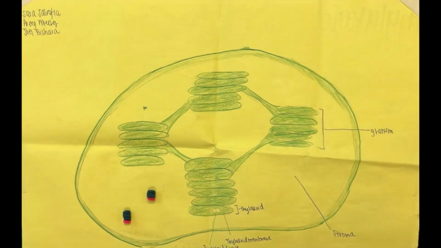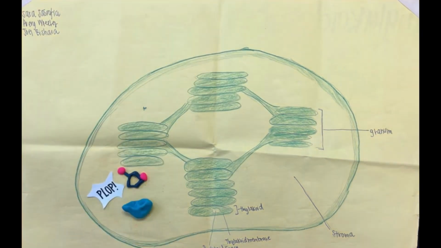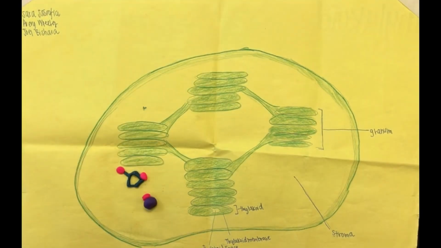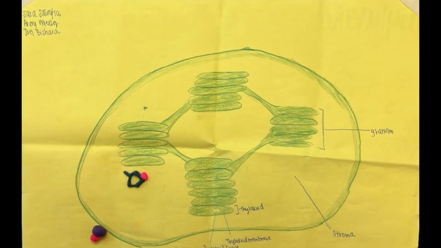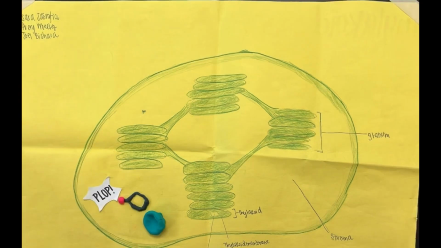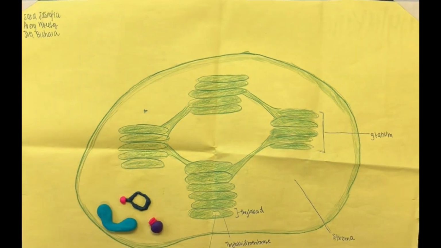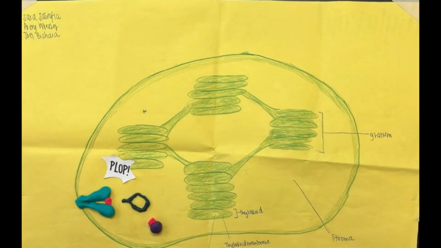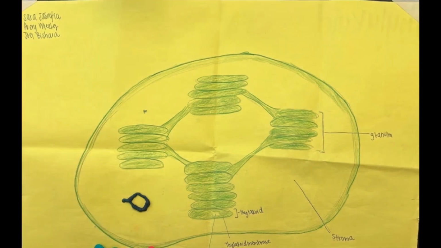The 2 G3Ps are converted into fructose 1,6-bisphosphate. Then the fructose 1,6-bisphosphate is converted into a fructose 6-phosphate and an ATP is created. Then the glucose 6-phosphate is formed with the help of an enzyme. Then another ATP is created and glucose is made.